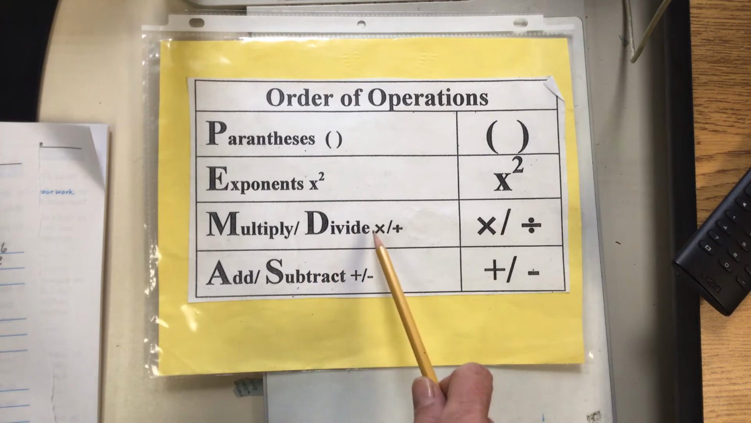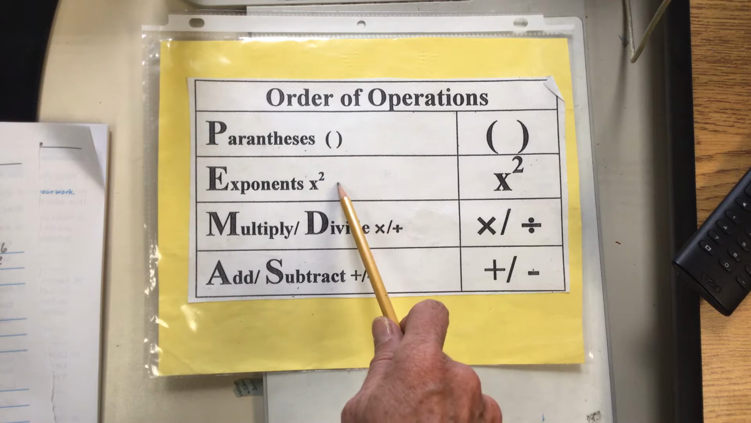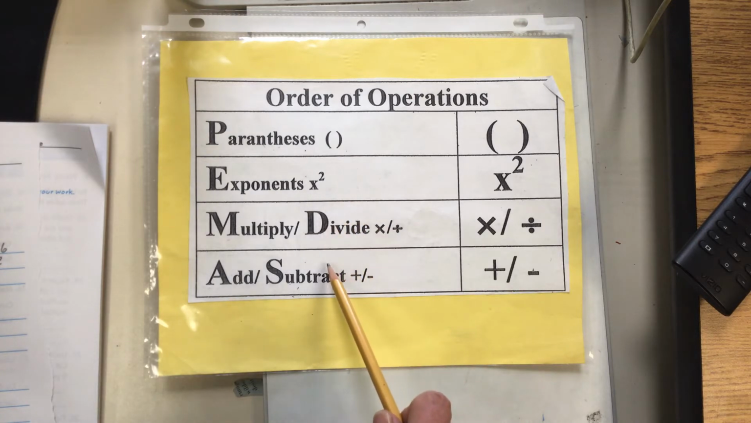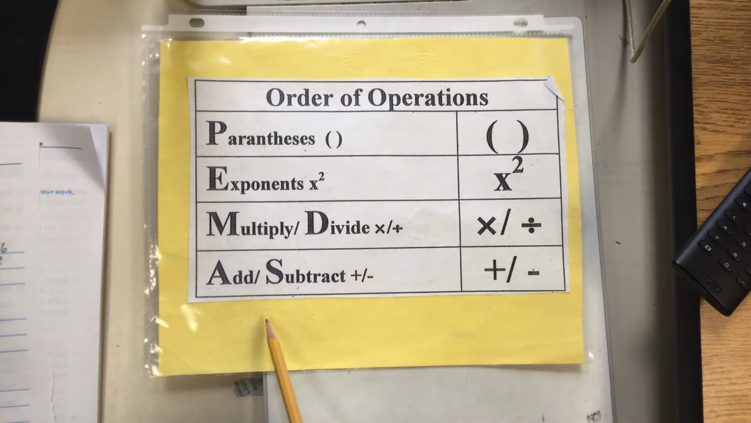So some problems you may not have parentheses, you may not have exponents, so you're just going to go down the list of what you do first. When we work with the order of operations, we read from the left to the right of the problem.